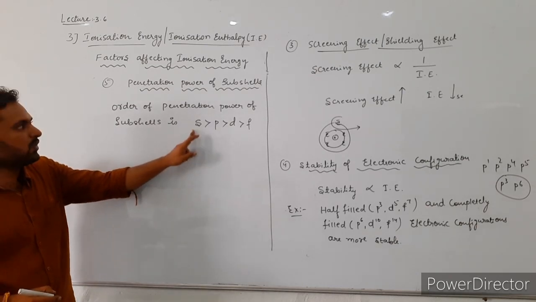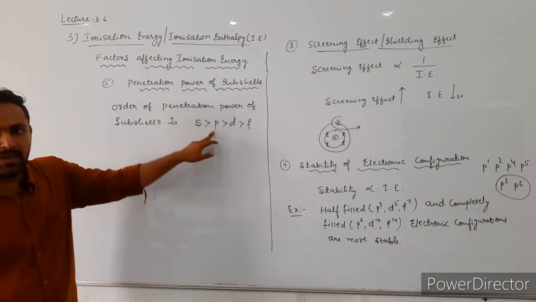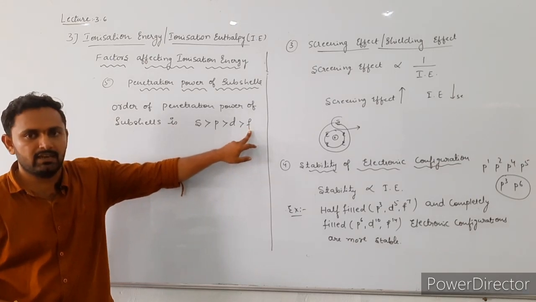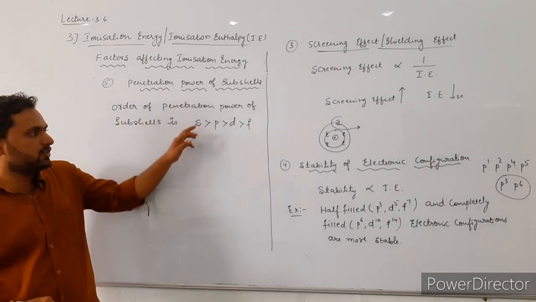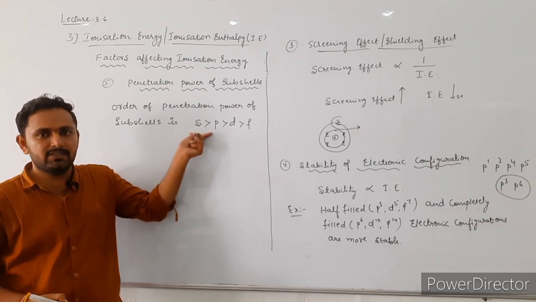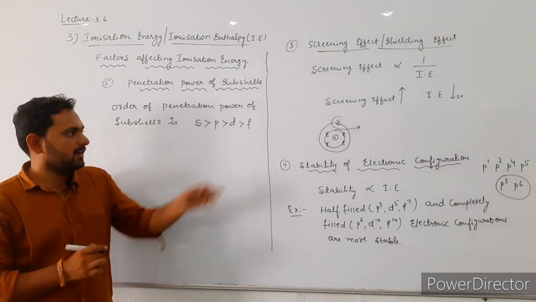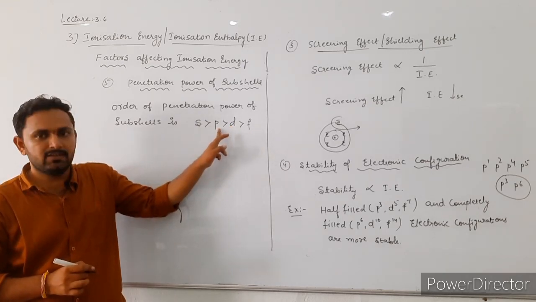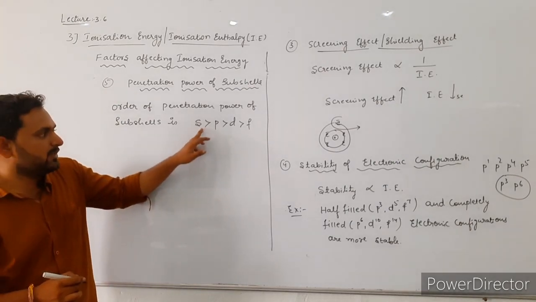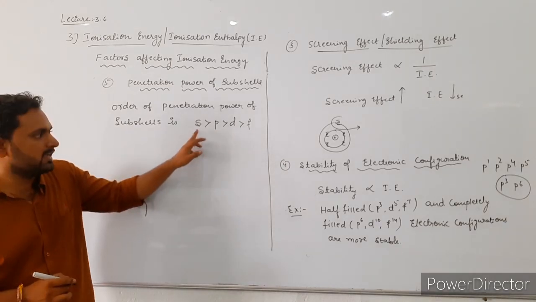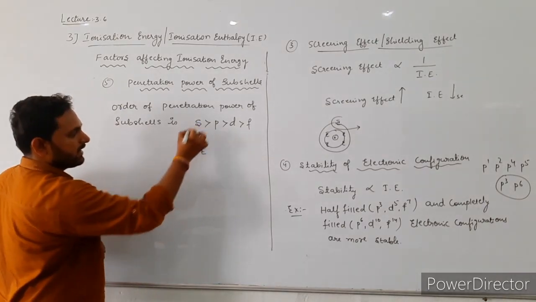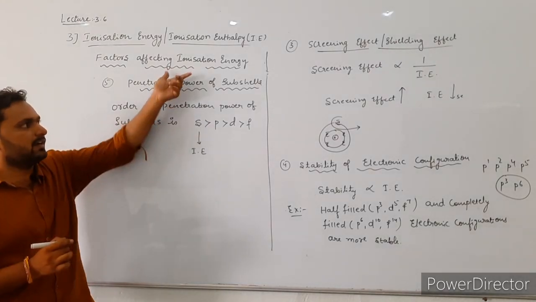S subshell has more penetration power as compared to P. P has more penetration power compared to D. D has more penetration power compared to F subshell. What is the meaning of penetration power? The attraction of subshells towards the nucleus. Compared to P, D, F, the S subshell is closer to the nucleus. Compared to D and F subshells, the P subshell is more attracted by the nucleus. That's why in between S, P, D, F, the removal of an electron from the S orbital is more difficult. That's why more ionization energy is required for the S subshell. These are the factors affecting ionization energy.